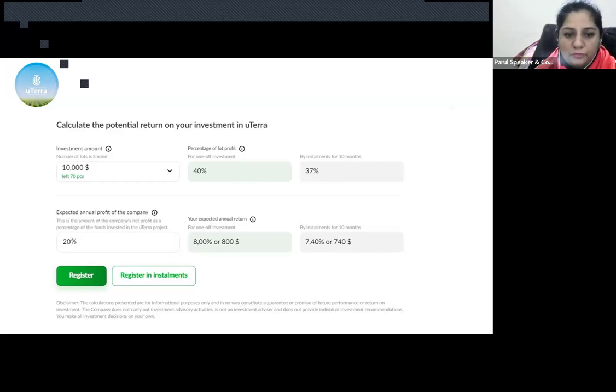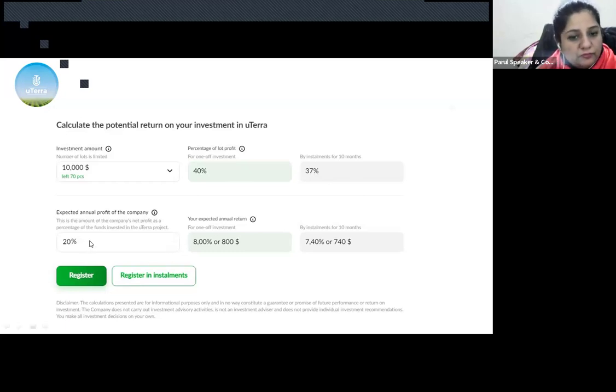If you have any query regarding this calculation, you can put it in the chat, because I'm also here as a moderator. I will be very happy to answer that. I try my level best to make it very easy to understand: if the package is this, the associated percentage of lot profit is this for the one-time payment, and for the installment plan, we have declared it will be 37%.